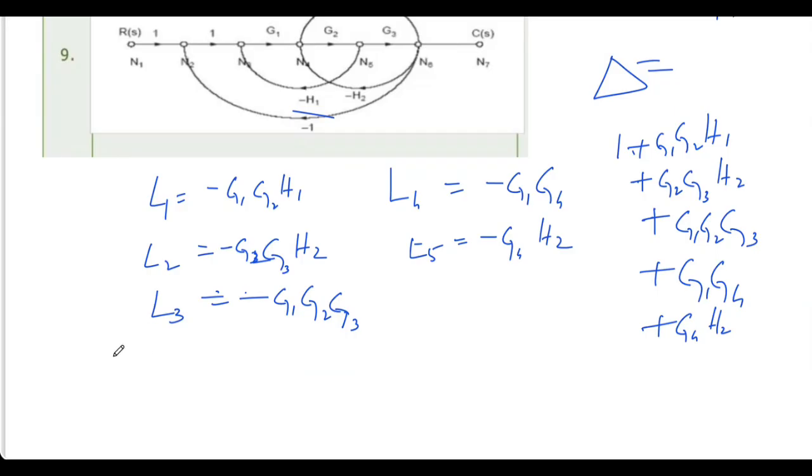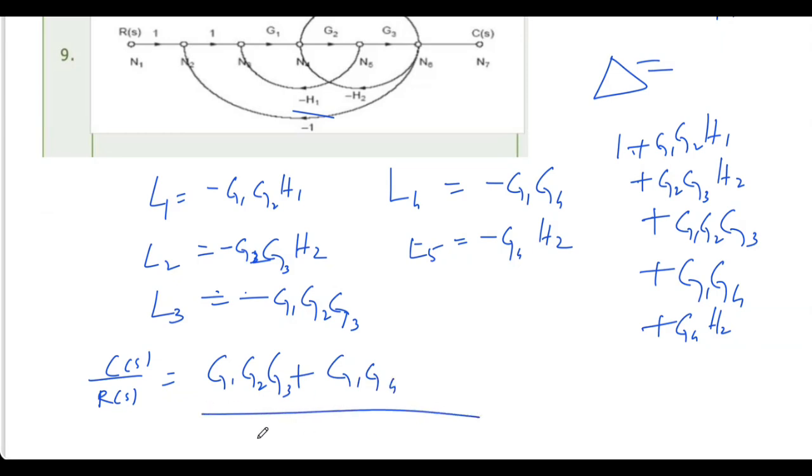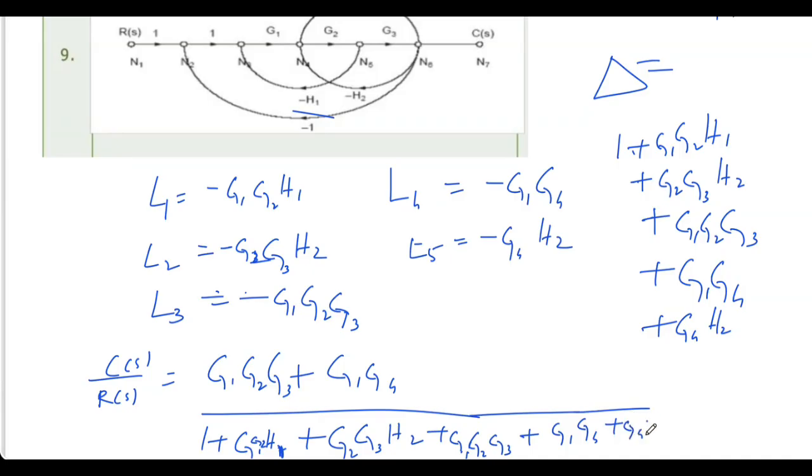So the answer is C of S by R of S is equal to G1, G2, G3 into 1 plus G1, G4, divided by 1 plus G1, G2, H1 plus G2, G3, H2 plus G1, G2, G3 plus G1, G4 plus G4, H2. Okay.